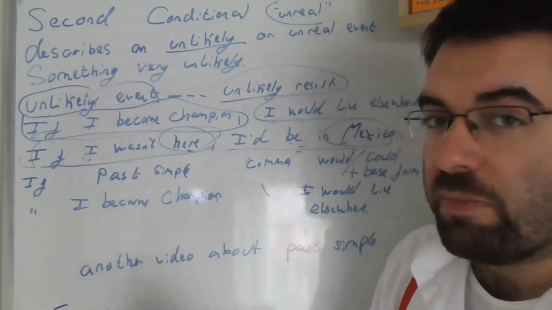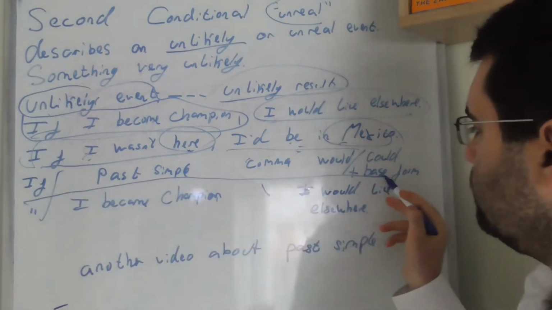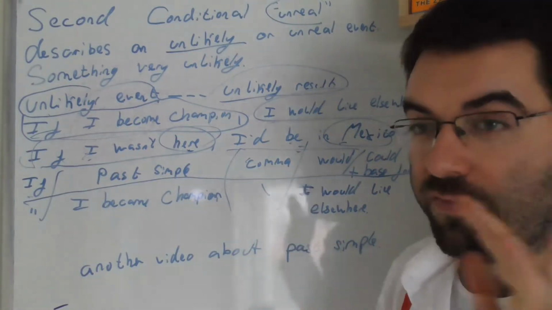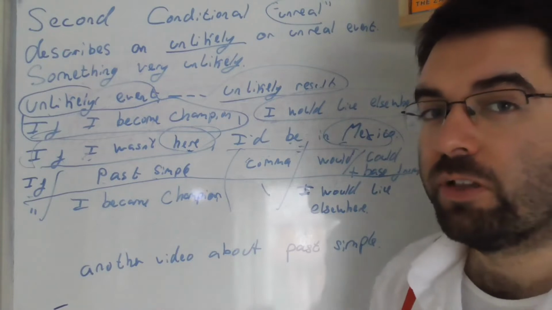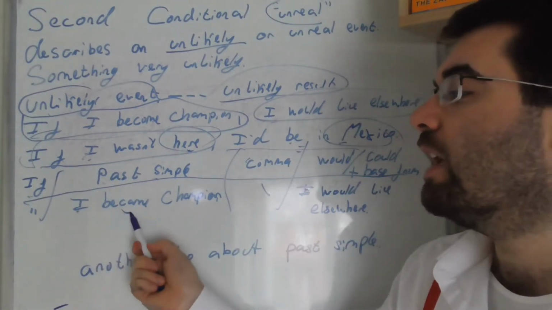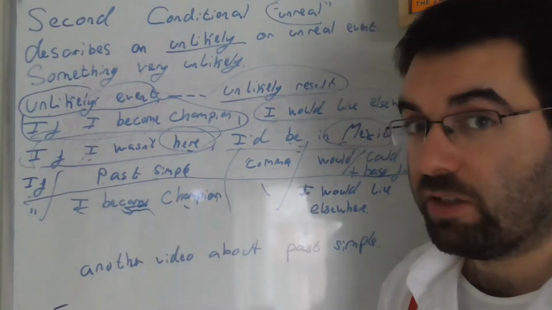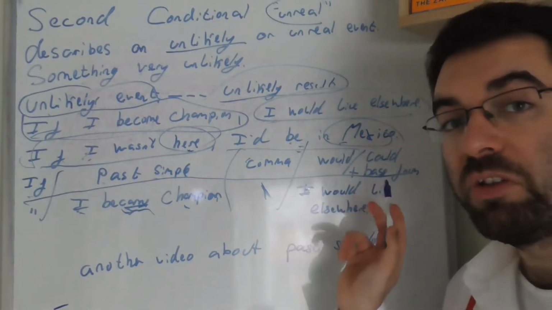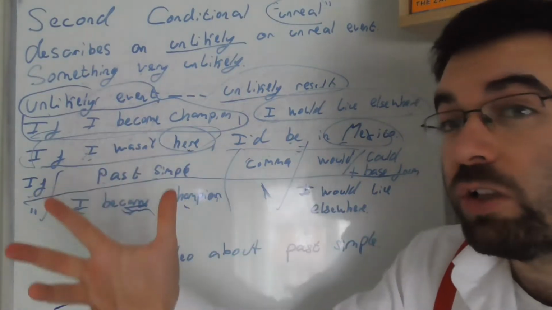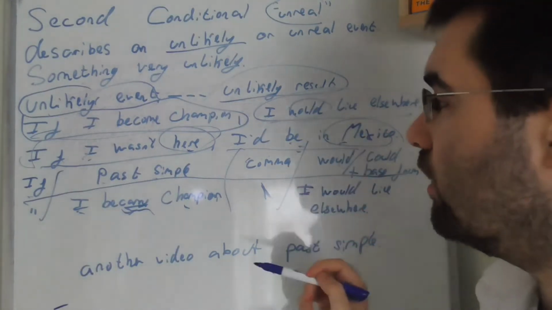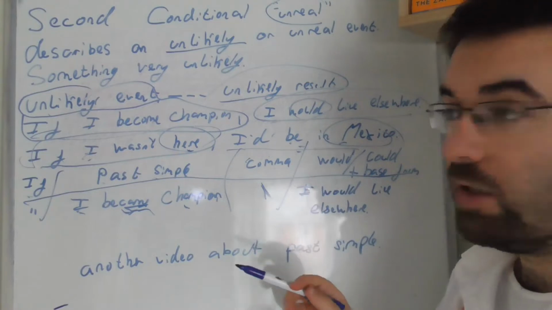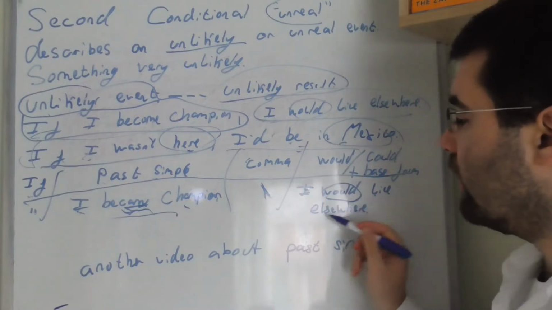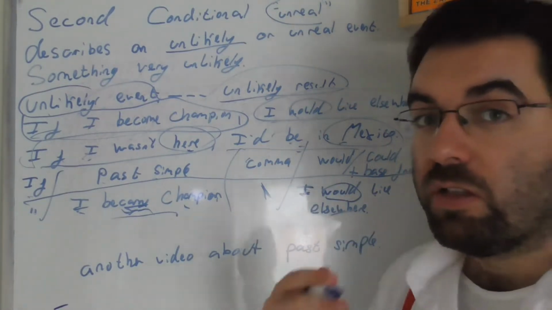So let's look at the sentence, how it's made. So we have if. As always, if. If this, if that. Past simple. Something happened in the past. I became champion. If I became champion, comma, very important, comma, would or could with a base form. I would do something, or I could do something. I would live in Mexico. I would live elsewhere. I could live in Mexico. If I became champion, comma, I would live elsewhere. The base form, elsewhere, just somewhere else in general.